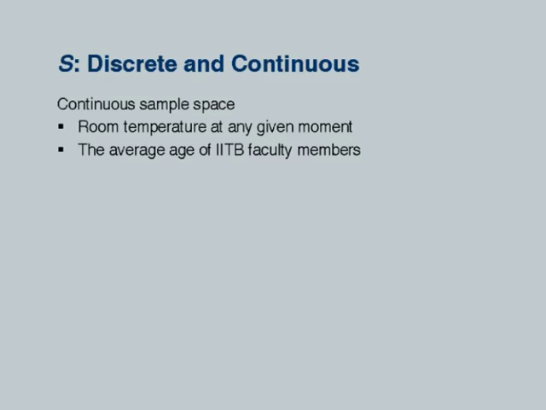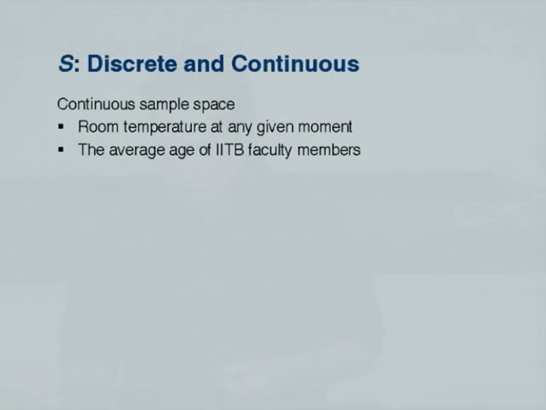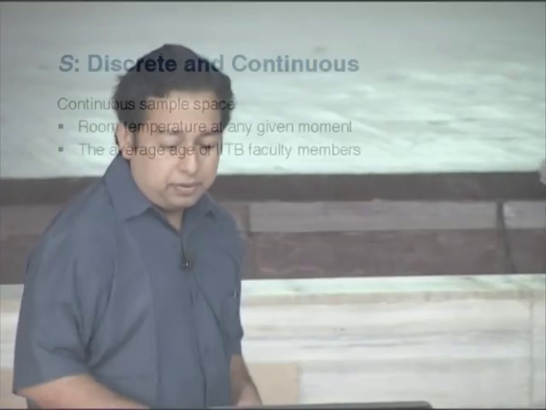Or the average age of IITB faculty members. Let us say the average age at one given time comes out to be 38 years. At another given time it could be 40 years, 1 month, 2 days, and hours, minutes, seconds, you can go on. So again, that's a continuous sample space because it could have any number from 0 to whatever be the lifespan of a human. So these are two different kinds of sample spaces.